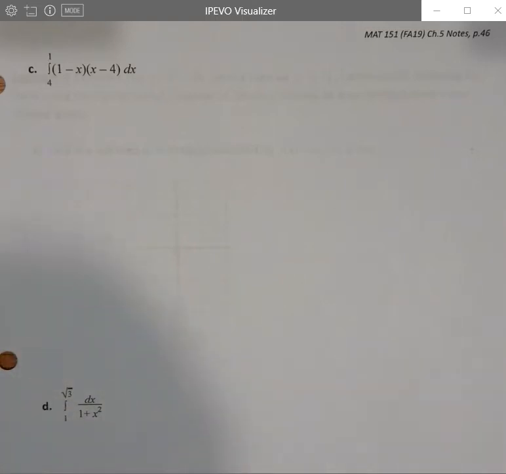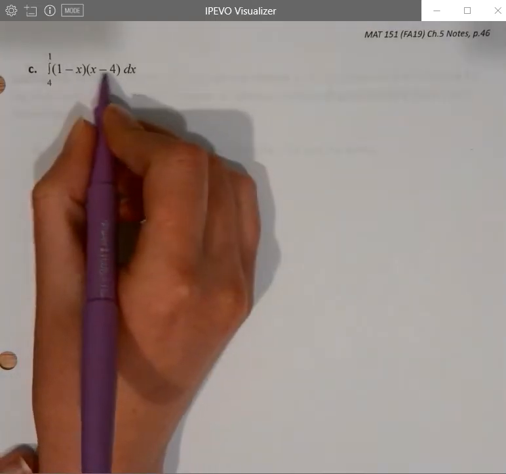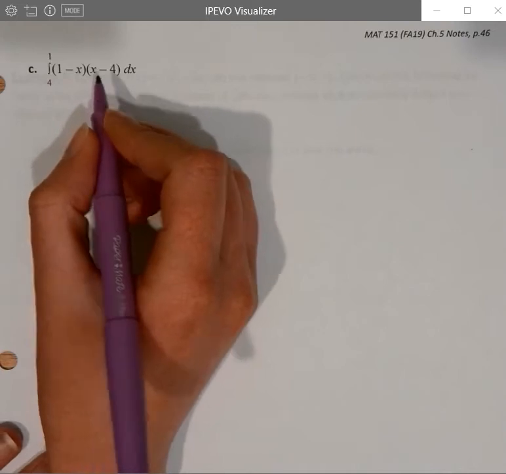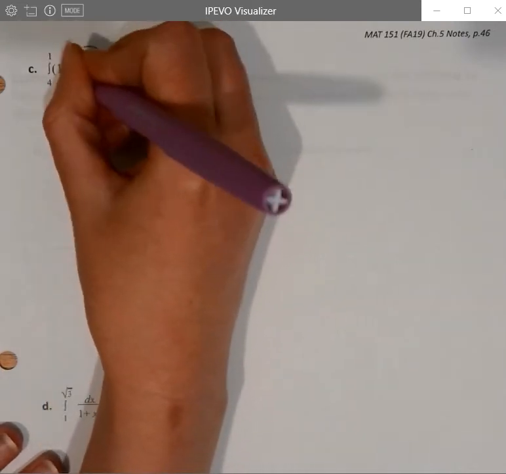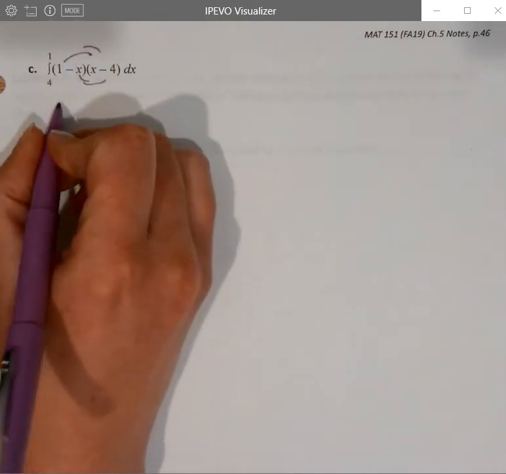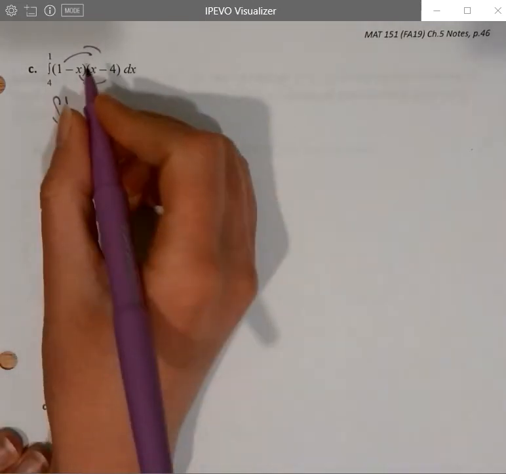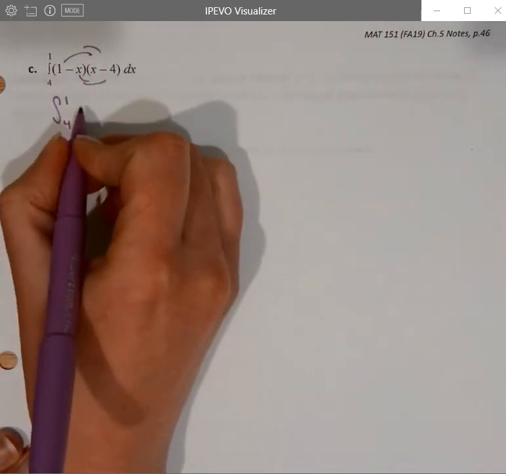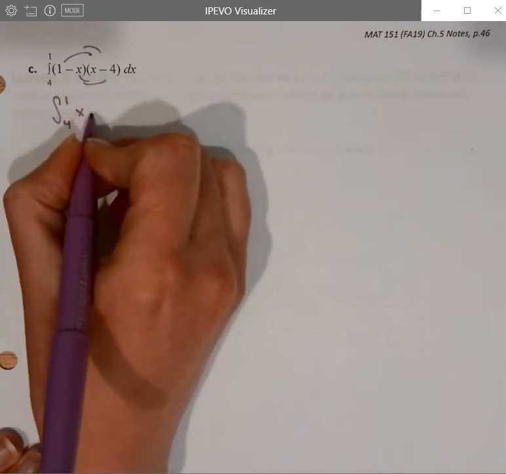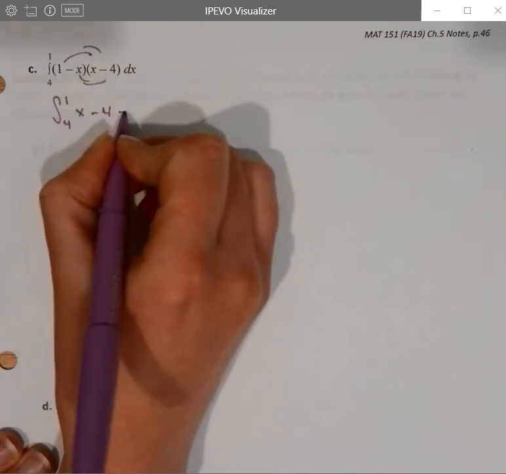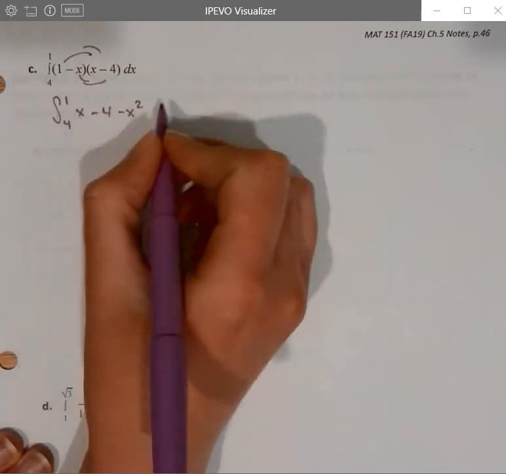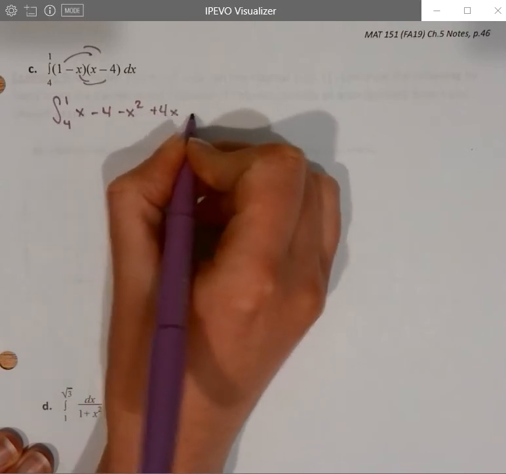A few more indefinite integrals to look at. I cannot do this one in its current form because it's a product, but I can expand this product first and then I'll be able to integrate it. So I want to integrate from 4 to 1 of, and this is going to be, x minus 4 minus x squared plus 4x dx.